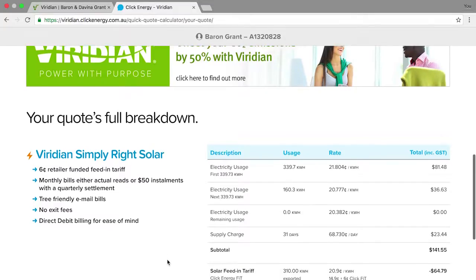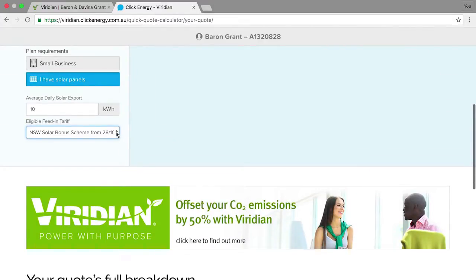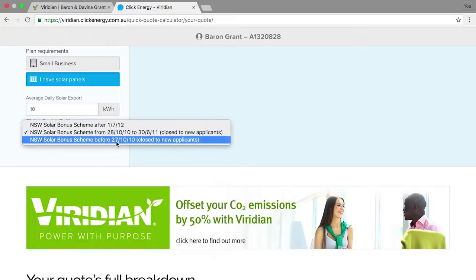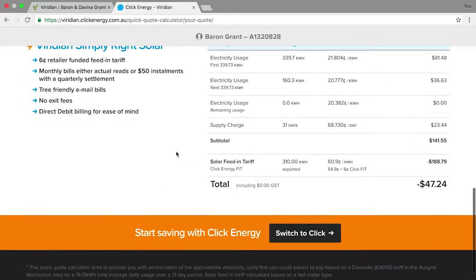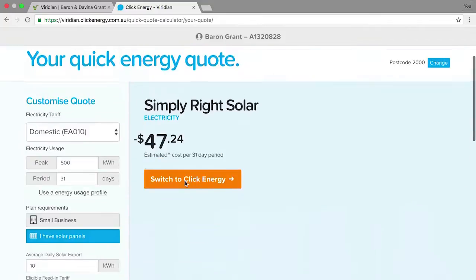And that's a way that you can identify it through talking to your customer as to which solar scheme they are on. And as always, if you're not certain, you can call through to Click Energy. We're more than happy to help you out and help you to identify which scheme the customer is on. Of course, if they got in at the right time, really early on, they would be on the highest feed-in tariff, which is 54.9 cents from the government, plus 6 cents from Click Energy, which adds up to a total of 60.9 cents that they would be receiving for every kilowatt of electricity they feed back into the grid.